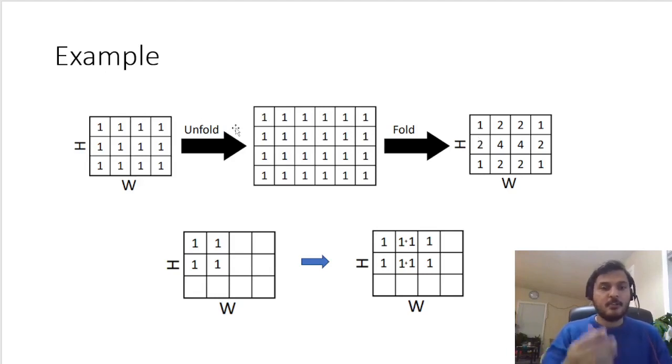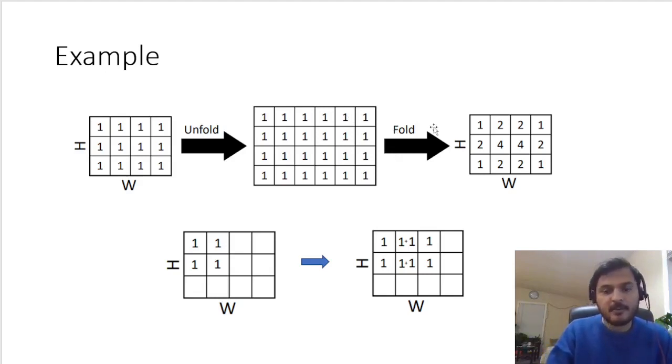So this unfolding operation is the same as im2col, image to column in MATLAB or any lower level library or any BLAST-like library. And fold operation would be col2im. Okay, so that's that.